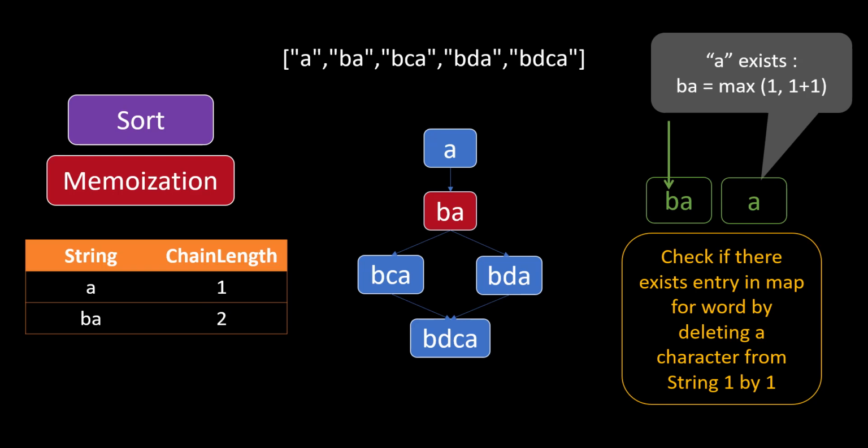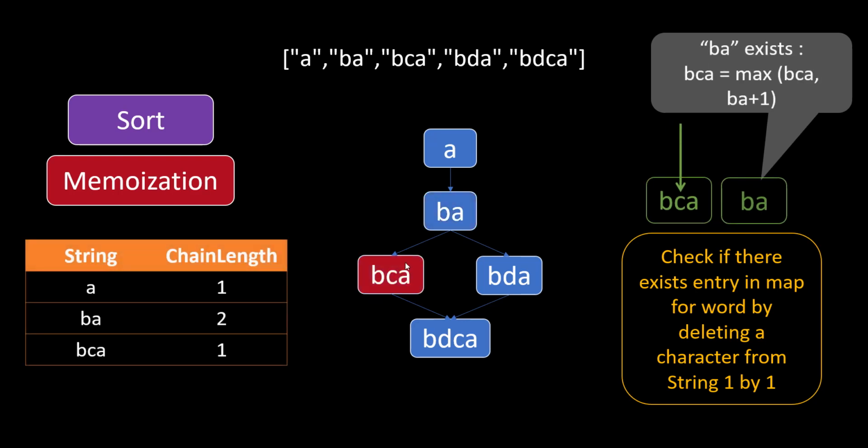Now again we'll move forward to BCA. So we move over here and we add it in the map with a default value. Now we start deleting characters. What happens when you delete B? You get CA, which is not there in the map. So you do nothing, but you try to delete another character. So here I have taken the example of deleting C from this string.